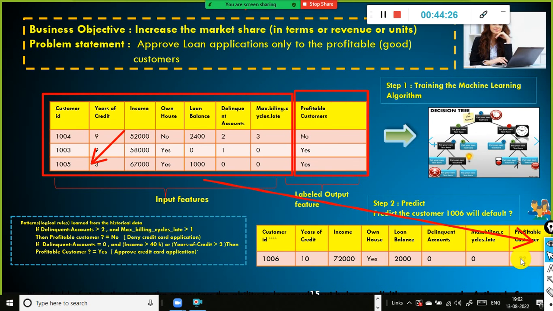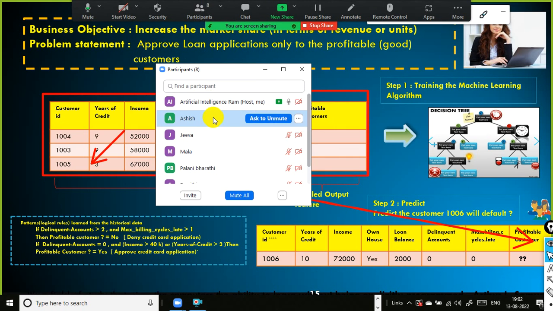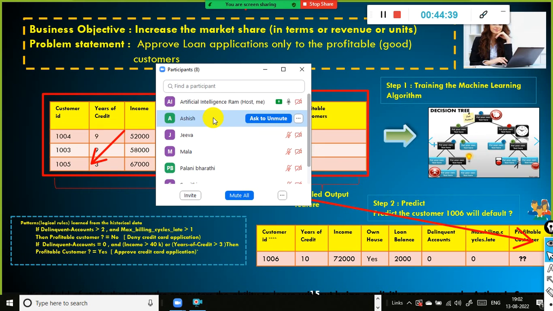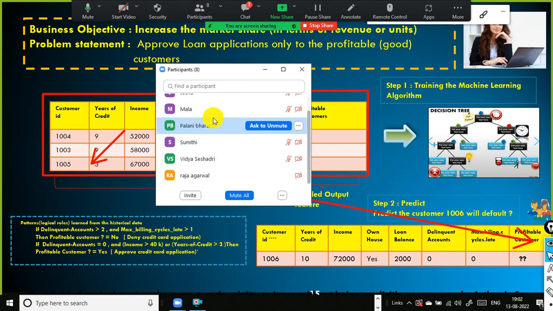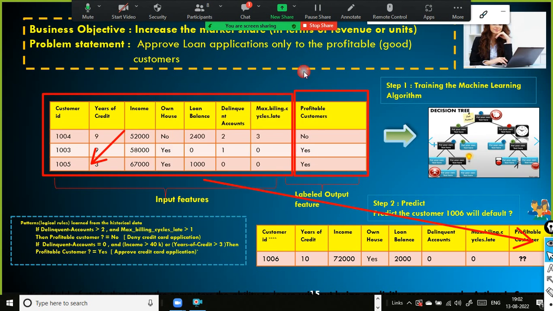What is the predicted label here? Output. Predicted label output. What is the predicted label? See, your algorithm has to predict based on this pattern, right? So how about Mala and Mukilan? Mukilan is not there. He dropped out frequently. Palani. How about Palani? Palani, all of you, please concentrate here.